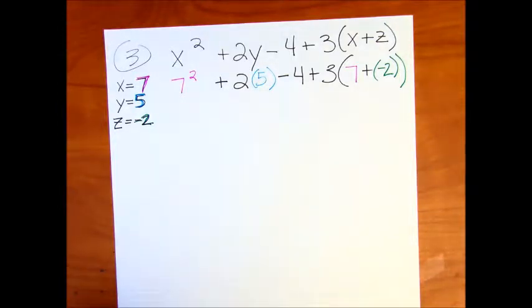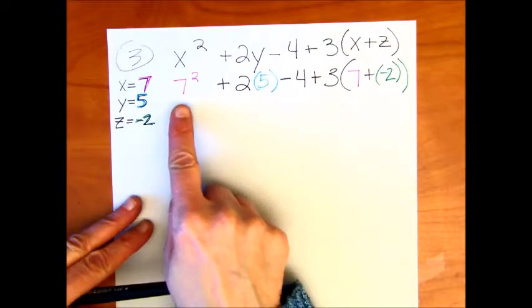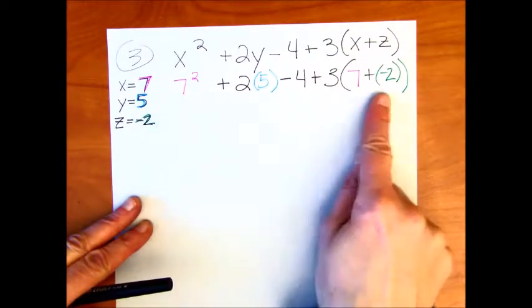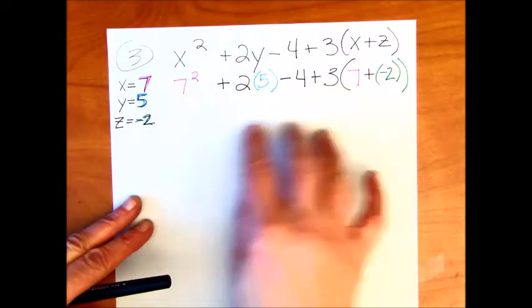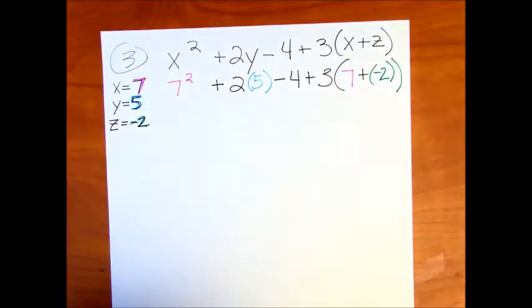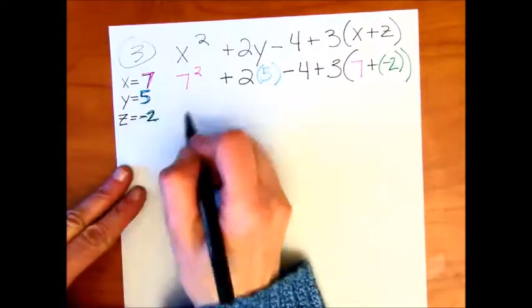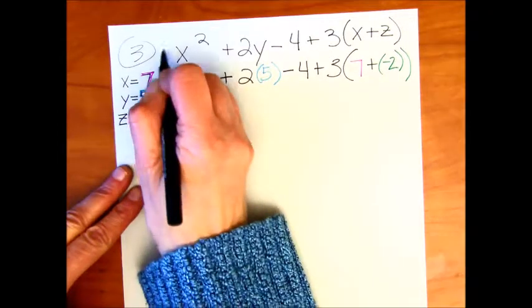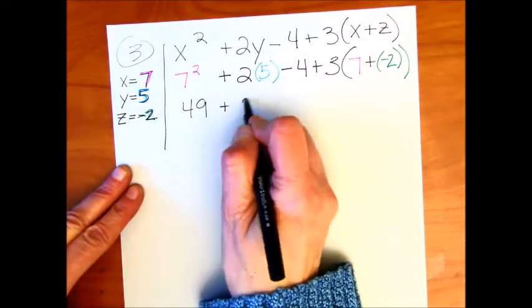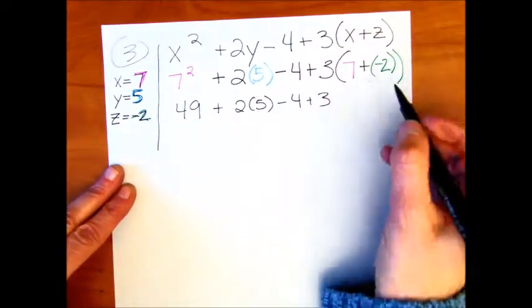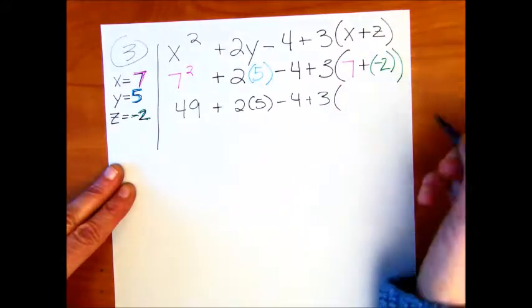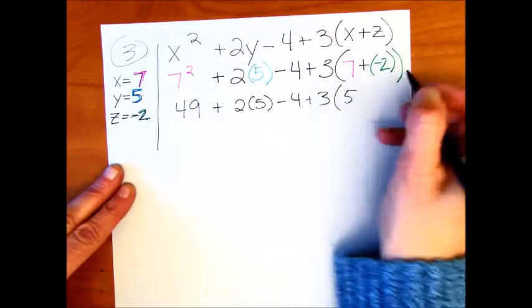Now, order of operations, I want to solve parentheses first and then evaluate my exponents before I do any of the operations. So I have this and my parentheses way over here. So I'm just going to go ahead and evaluate this, bring down this stuff, and then figure out what's inside there. So 7 squared, of course, is 49. Let me draw a line here. Plus 2 times 5, minus 4, plus 3. Now, 7 plus negative 2 is going to be 5.